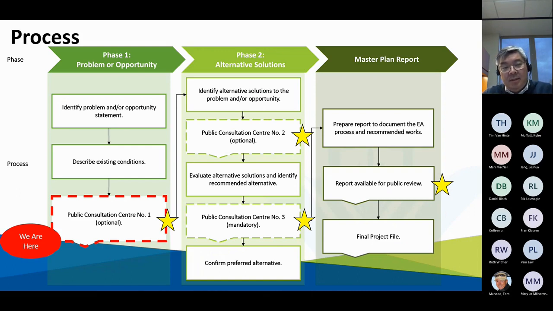In terms of the process, this study is being carried out as a master plan in accordance with the Municipal Engineers Association's municipal class environmental assessment process. Under this process, the study will follow an approach where we will define projects up to Schedule B Class EA level. What you see here is the flow of the process, and the stars indicate points in the process where the public is invited to provide feedback. In phase one, the region and Jacobs have already started to look at the existing conditions and the issues that we're trying to solve and the opportunities that may be available.